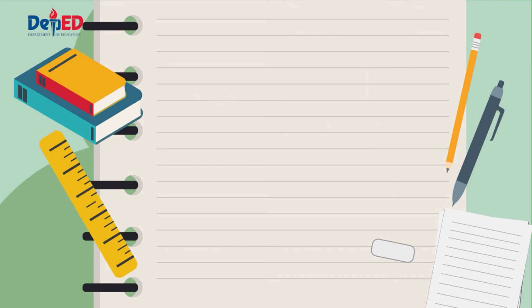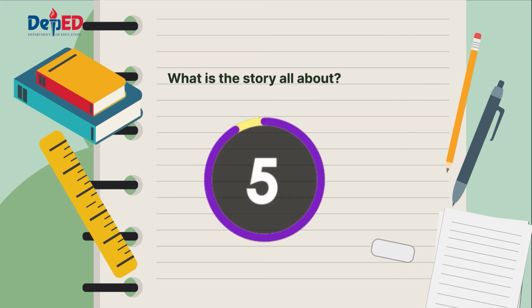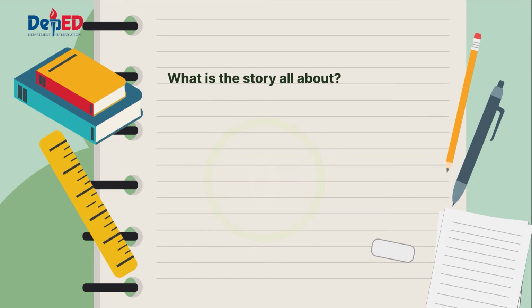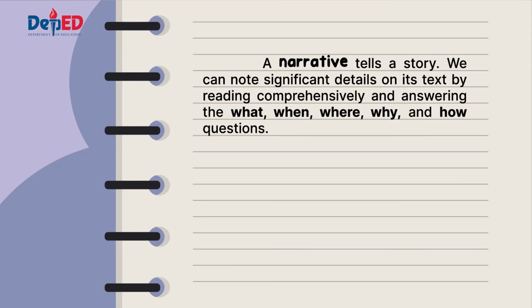And for the last number, what is the story all about? If you got the answer, it's about a devoted teacher. Very good! That's the right answer. Great going, children! A narrative tells a story. We can note significant details on its text by reading comprehensively and answering the what, when, where, why, and how questions.